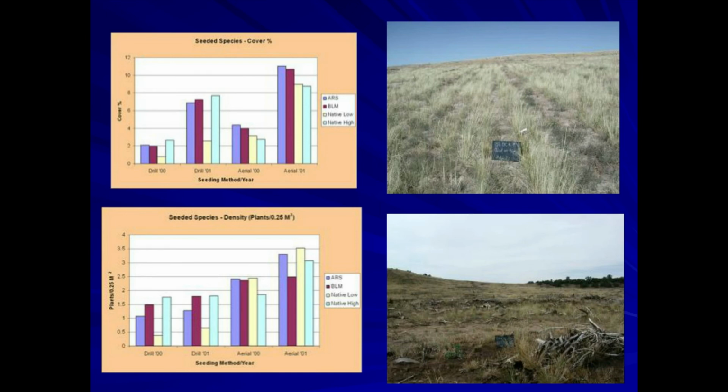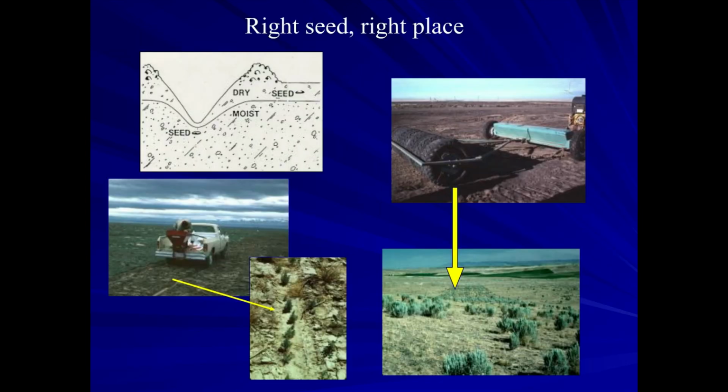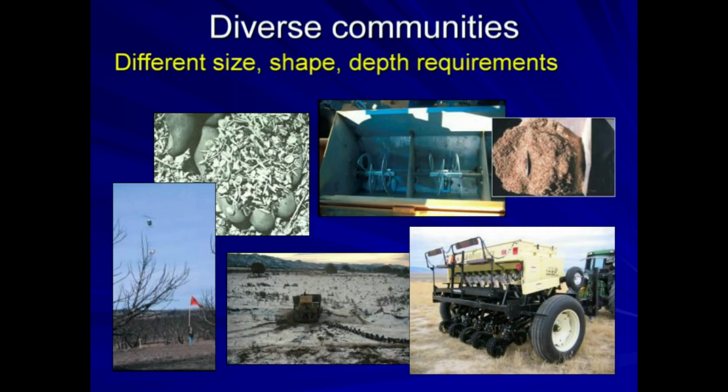We seeded sagebrush and didn't have much success with sagebrush. With sagebrush or any other species, you've got to put it in the right place, the right microenvironment. It likes to be just kind of pressed into the surface of the soil. The challenge is establishing a diverse plant community.